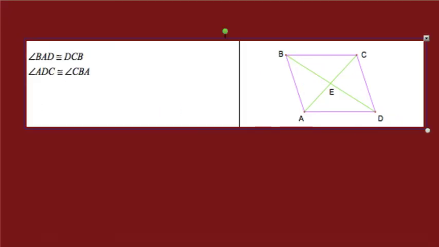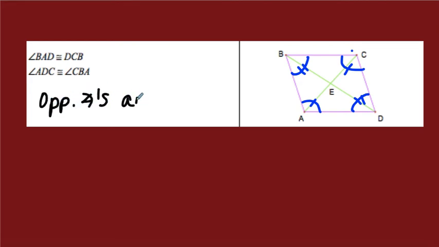All right, let's look at the next one. Angle BAD, so this whole angle is congruent to DCB, and ADC is congruent to CBA. All right, well, I can prove that this is a parallelogram because in a quadrilateral, if opposite angles are congruent, then the quadrilateral is a parallelogram.